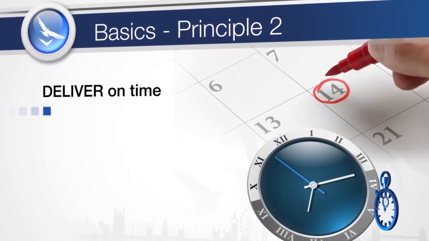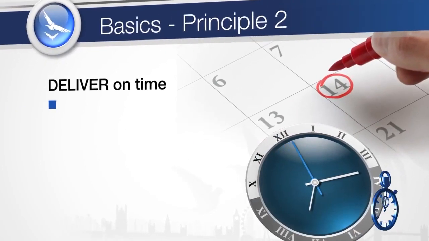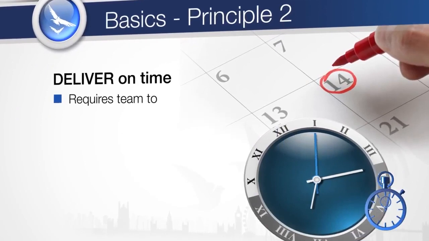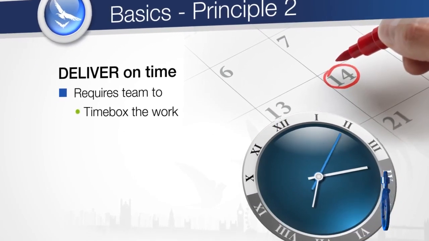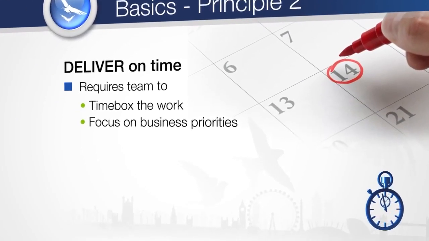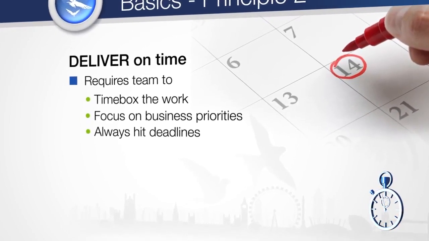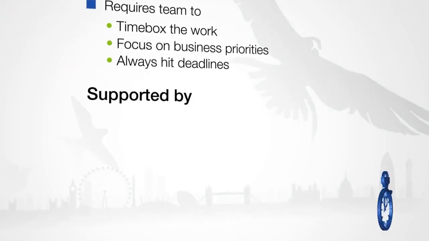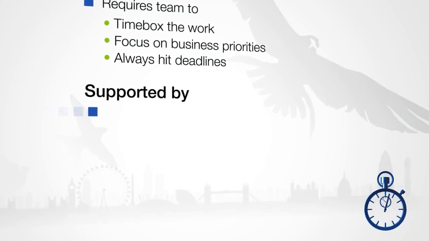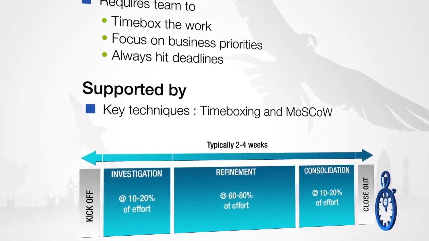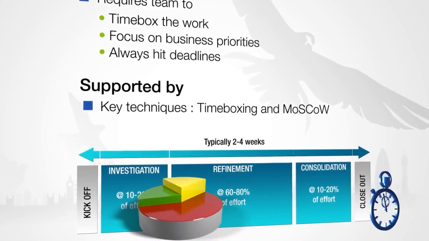On-time delivery is often the single most important success factor for the business. Late delivery can undermine the whole rationale for the project, especially if there are market deadlines or legislative deadlines. The two key techniques that support this principle are the use of time boxing and the application of MoSCoW prioritization.